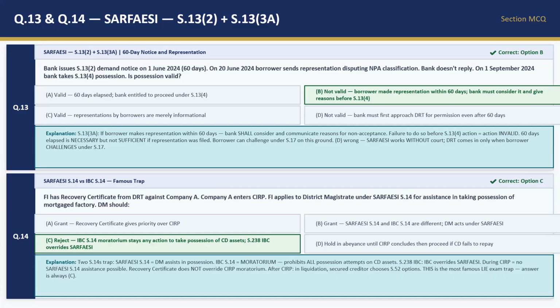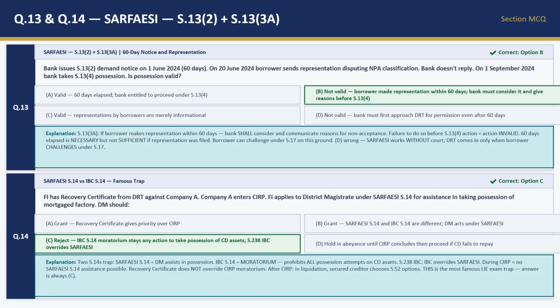made a representation within the period of 60 days, and the bank must consider it and give reasons before issuing a notice under section 13(4). The bank is not obliged to accept the representation, but it has to consider the objection and give reasons before issuing any section 13(4) repossession notice.